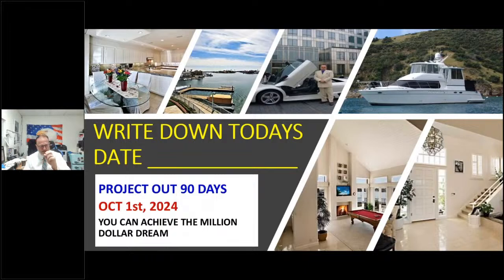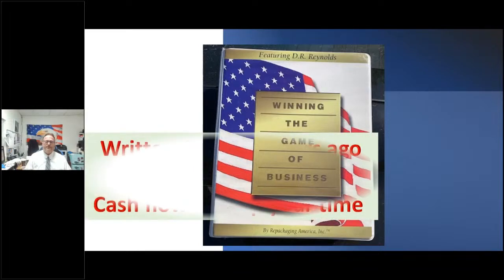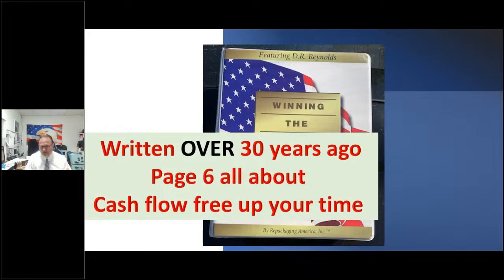So let's write down today's date. Let's do things on a daily basis, reaching our goal within 90 days. And then we reload it every 90 days, getting goodies. See, winning the game of business, I wrote 46 years ago. All right, cash flow for you per time.